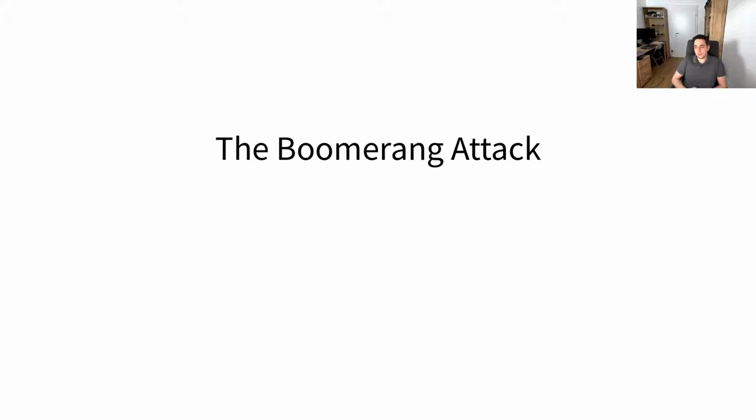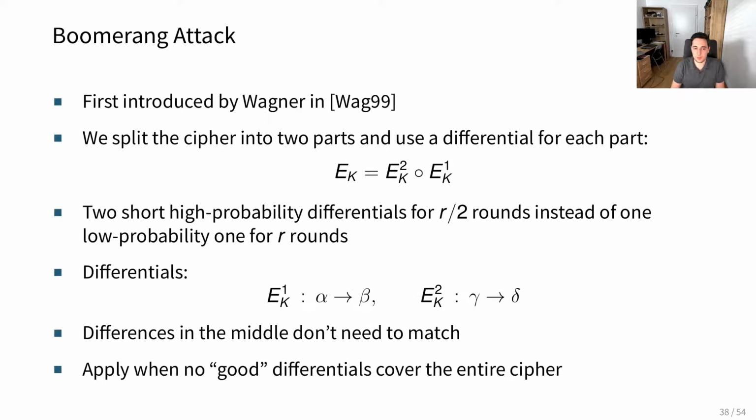Okay, so this is all about truncated differentials and impossible differentials. What we will talk about now are two additional attack vectors. One is the boomerang attack and one is the saturation attack. So the boomerang attack is another type of differential attack.